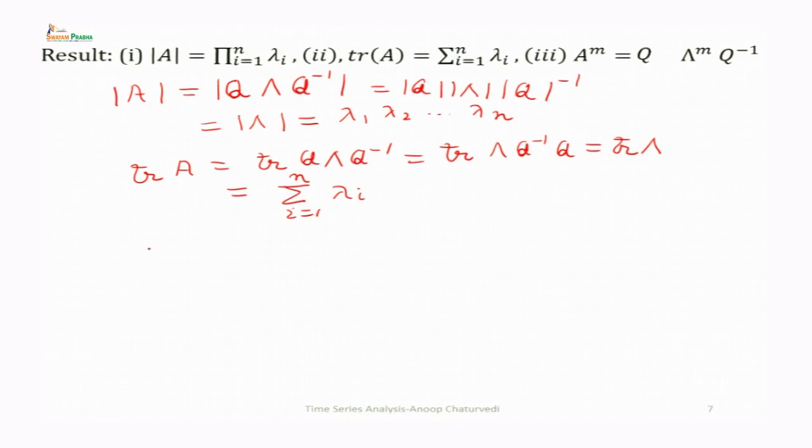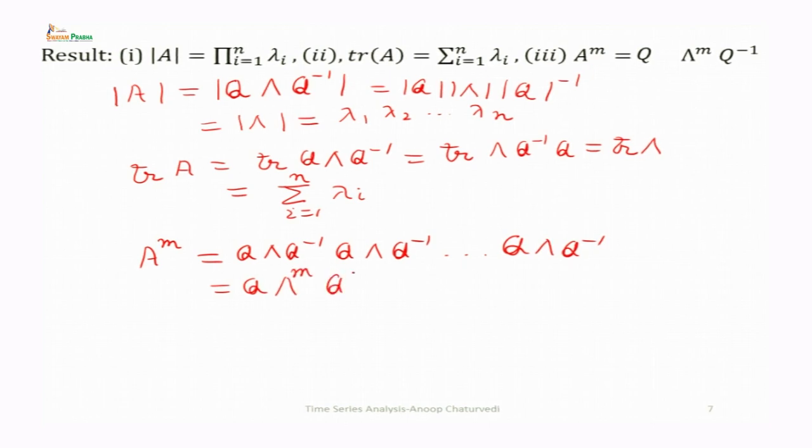Third result, A to the power m. Again, you write A equal to Q lambda Q inverse. Then Q lambda Q inverse and so on. You multiply Q lambda Q inverse m times. So, this Q inverse Q is identity matrix. Again, you get Q inverse Q, which is an identity matrix and so on. So, ultimately you obtain Q lambda to the power m Q inverse.